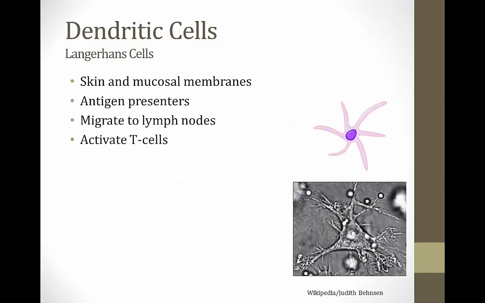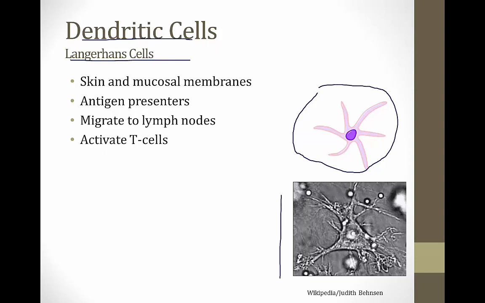Finally, I want to mention a very important cell type, and that's called a dendritic cell. It's also called a Langerhans cell when it's found in the skin. These are star-shaped cells, like in this drawing here. They also look like this electron micrograph right here, and they're found in the skin and mucosal membrane. What these cells do is they are professional antigen presenters. They pick up a sampling of the antigens found in the skin and mucosal membrane, and they migrate to the lymph nodes where they activate T cells.